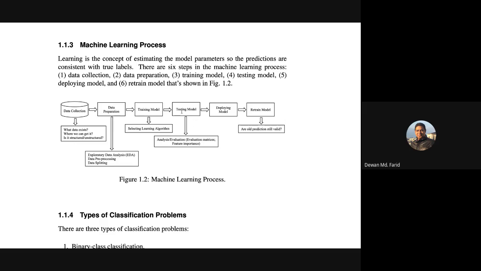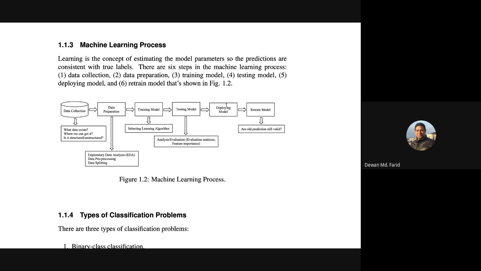So after testing the model, if you are happy with the model performance, then you deploy the model. Deploy means you can now actually use that model in real life, in real time, for performing a task or for decision making. So this is the deployment, and then retrain the model.